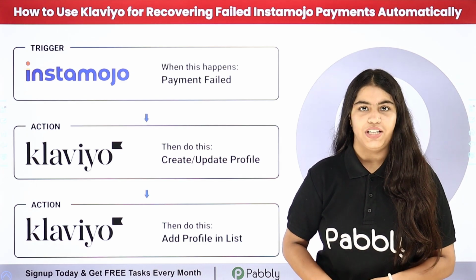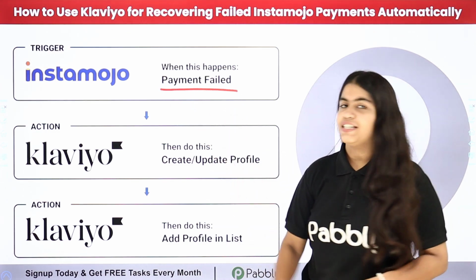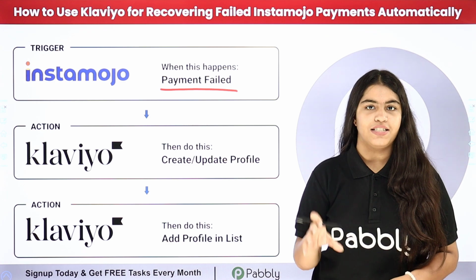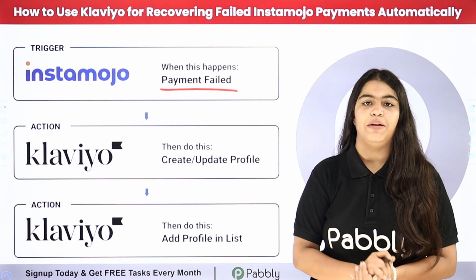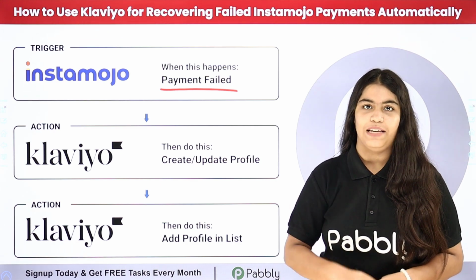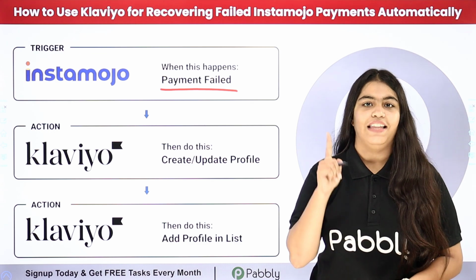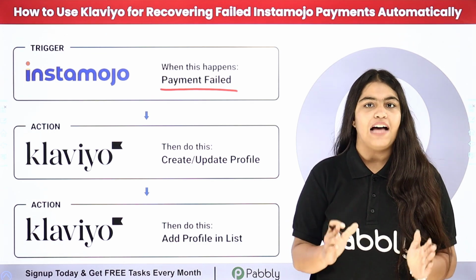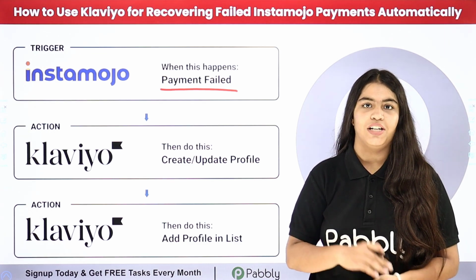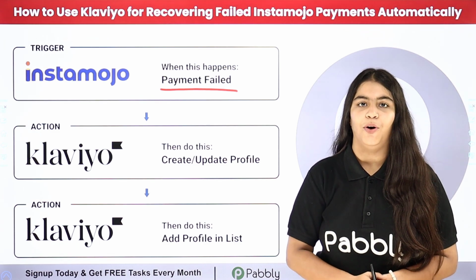But now what I want is that as soon as a new payment fails in my Instamojo account, suppose a customer adds a product into the cart but somehow the payment fails and is not successful, then automatically, with the help of the same details, a new profile should be created in my Klaviyo account, and that particular profile should be added to a particular list in my Klaviyo account so that I can create targeted email marketing campaigns for all of these.